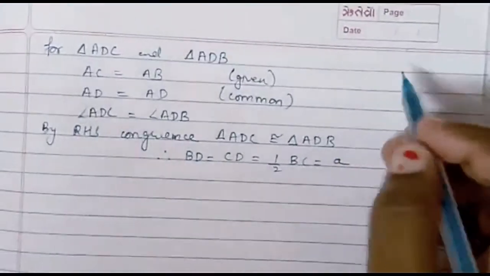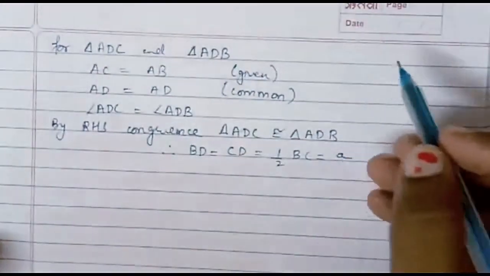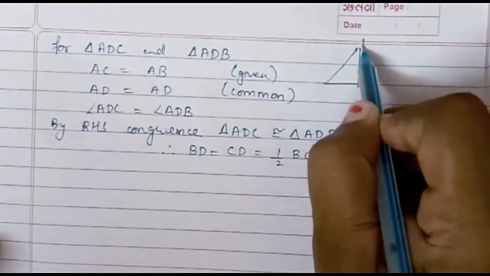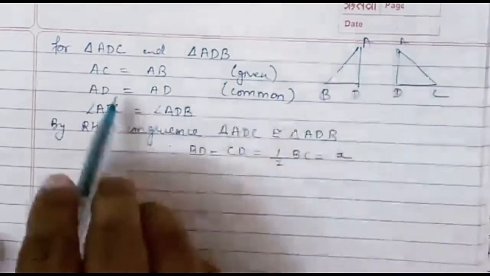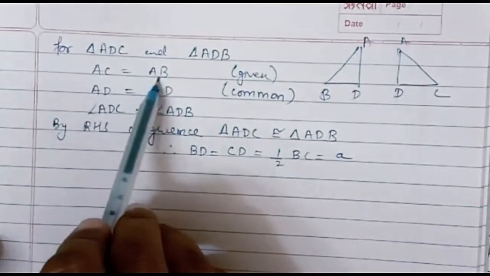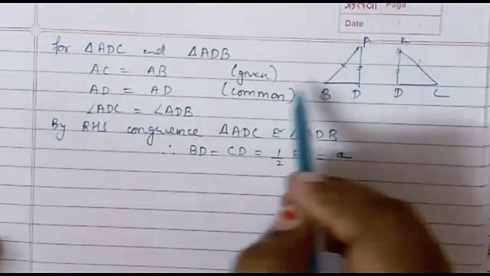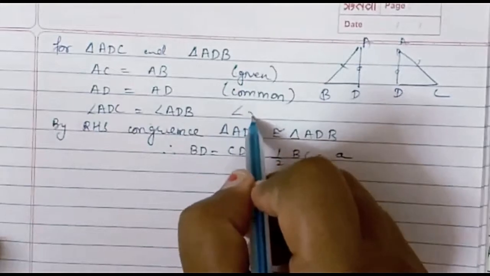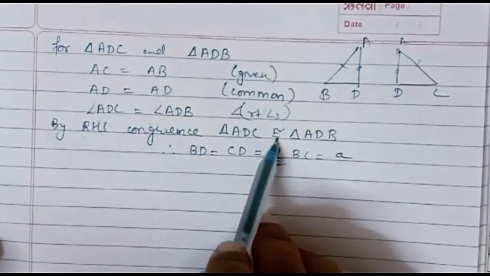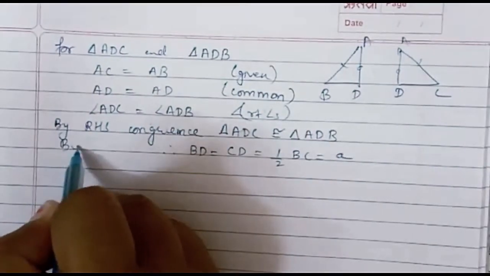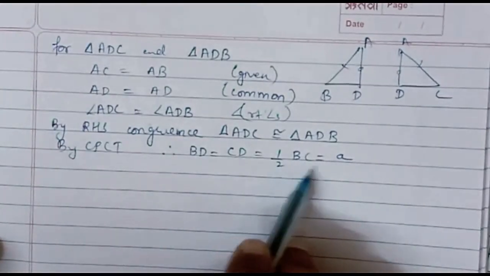Now either you can write directly that AD is an altitude, so for an equilateral triangle it will also be a median. Or if you want, you can draw 2 triangles ADB and ADC, and you can show the correspondence between them as AC and AB are equal. So it is given in the data. AD is the common side for both the triangles, and ADC and ADB are right angle triangles. So by RHS congruence, both the triangles are congruent. Hence by CPCT, we can say that CD will be equal to BD, which is half of BC, that is A.